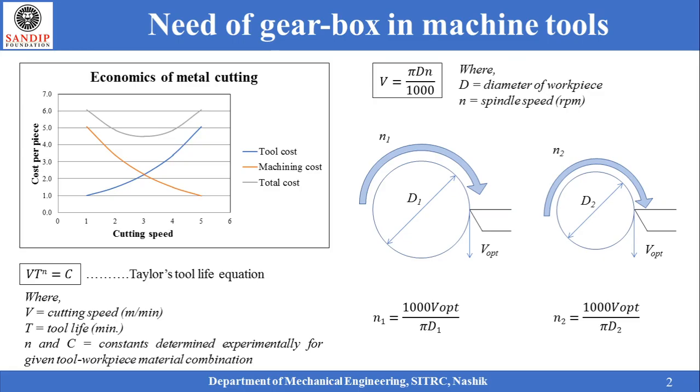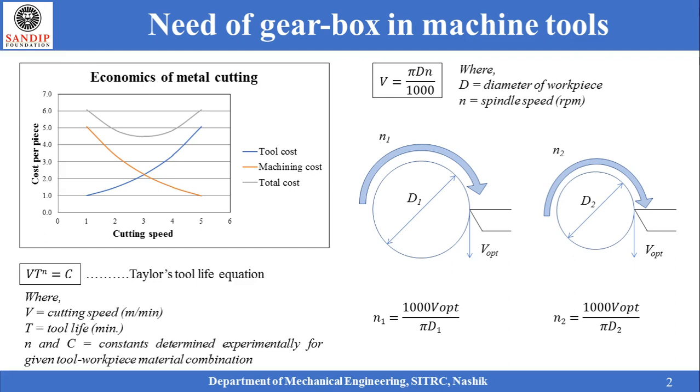Gearbox is needed in a machine tool to achieve various speeds. In order to understand why various speeds are to be achieved in a gearbox, let us try to understand the economics of metal cutting operation. The total cost of metal cutting operation comprises of two major costs, such as tool cost and machining cost. All these three costs are plotted in this graph, which is between two variables, that is cost per piece and cutting speed.